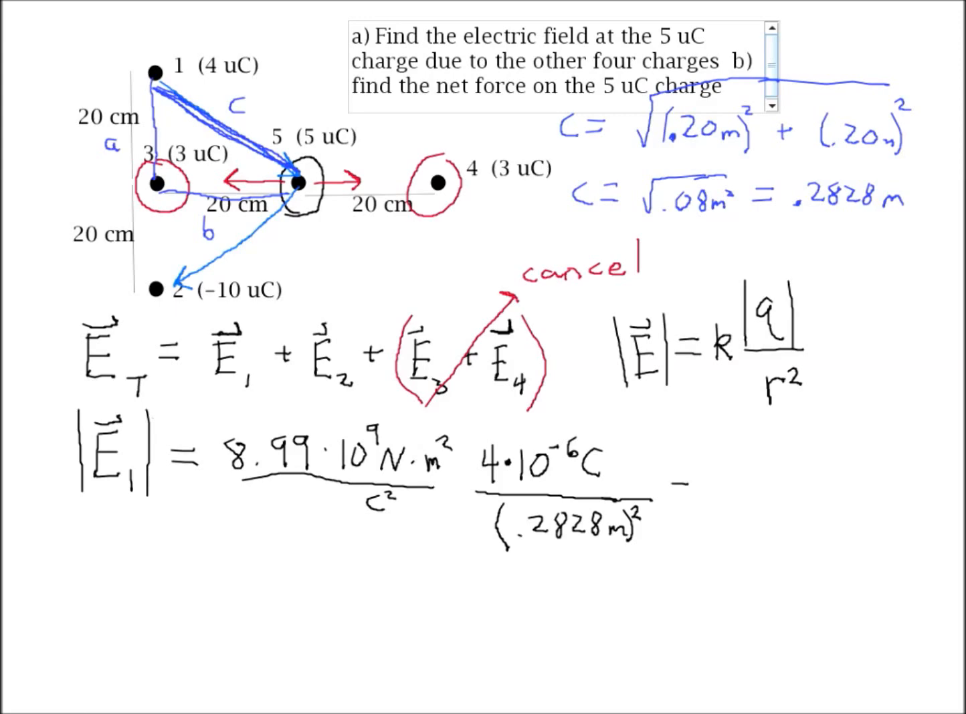So if you multiply all of that out, then we get that the magnitude of the electric field due to charge number 1 is 4.495 times 10 to the 5th newtons per coulomb. Because the coulombs here cancel one of these coulombs, we have meters squared canceling meters squared, and you're left with newtons per coulomb.